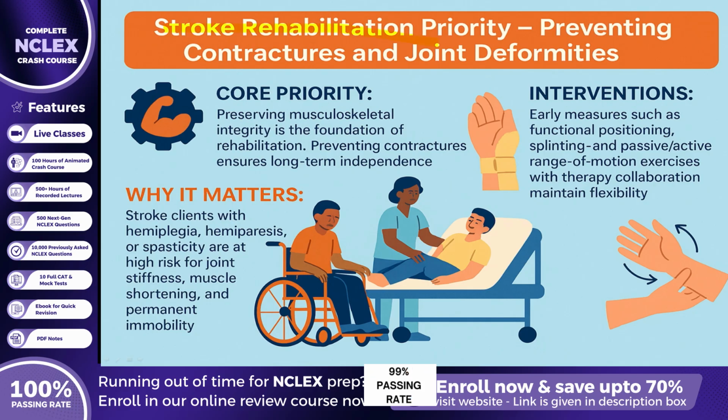Preventing contractures is the most critical goal because musculoskeletal preservation forms the foundation of stroke rehabilitation. Clients who experience hemiplegia, hemiparesis, or spasticity are at high risk for muscle shortening, joint stiffness, and irreversible immobility. If these complications develop, independence is permanently lost, regardless of whether emotional or elimination concerns are managed. Early interventions such as proper functional positioning, splinting, passive and active range of motion exercises, and collaboration with physical and occupational therapy are essential. Research clearly shows that preserving musculoskeletal integrity early leads to improved performance in activities of daily living and greater independence long-term.